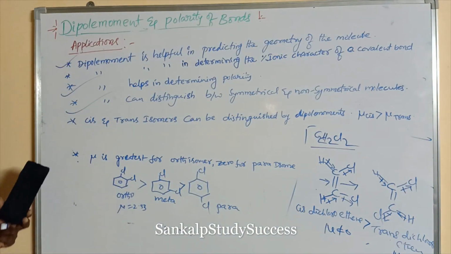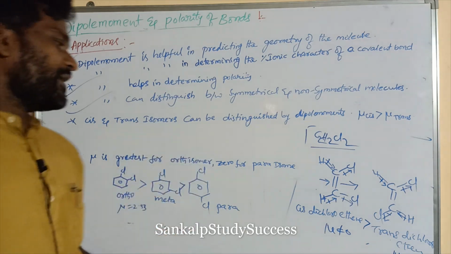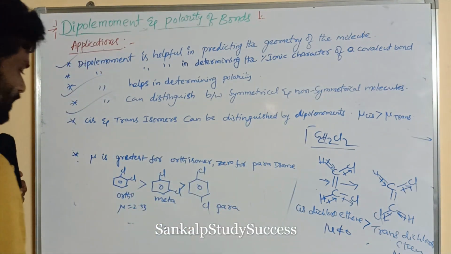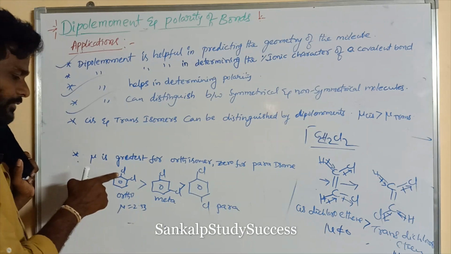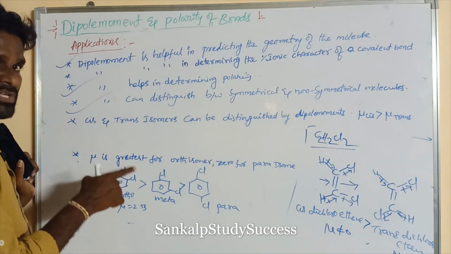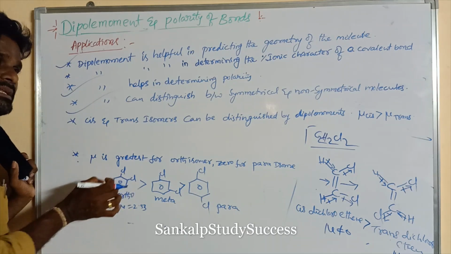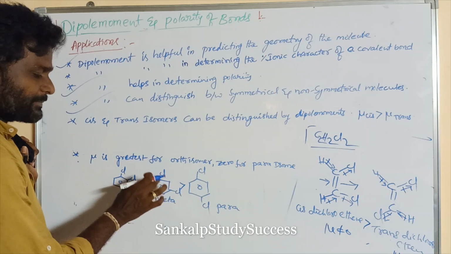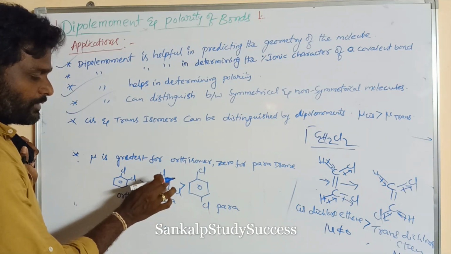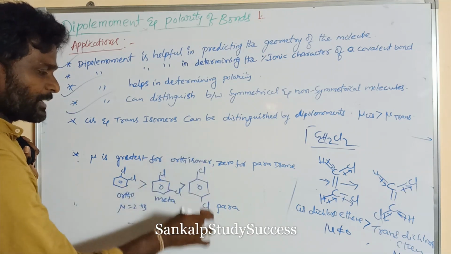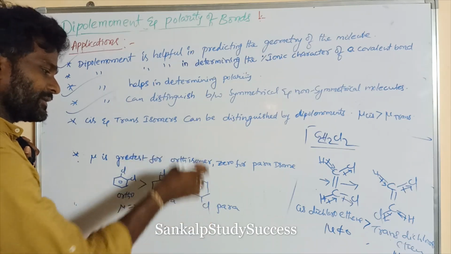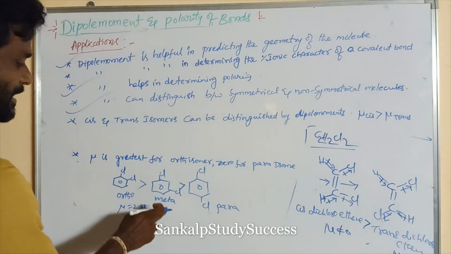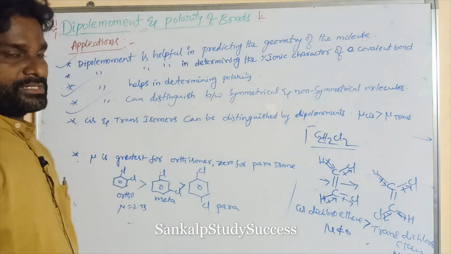Now next goes to mu: it is greater for the ortho isomer and 0 for the para isomer. We know that when two chlorine atoms, or any two substituents, are present at adjacent positions on the benzene ring, that is ortho. When they are separated by one carbon, that is meta. When they are present opposite each other, in a parallel position, that is para. Ortho dichlorobenzene, meta dichlorobenzene, para dichlorobenzene.